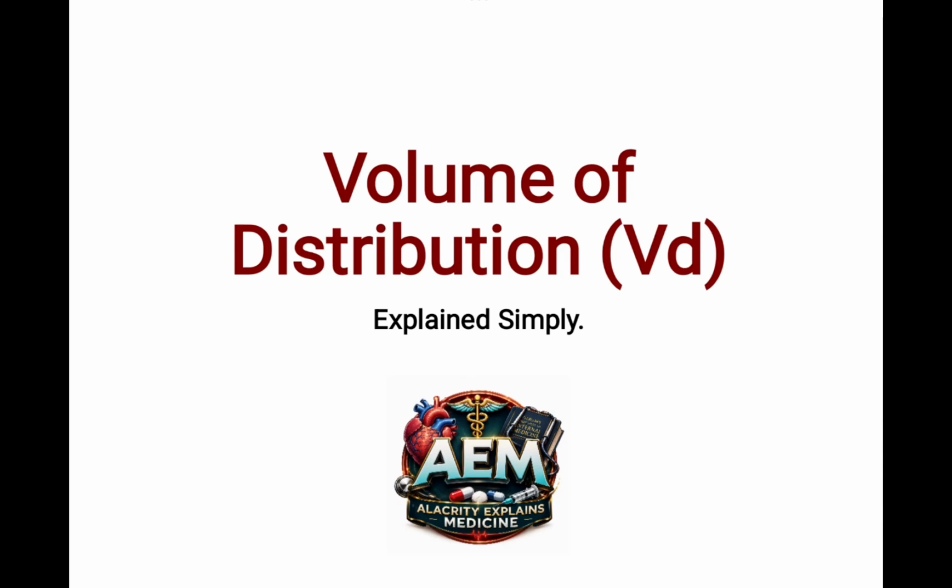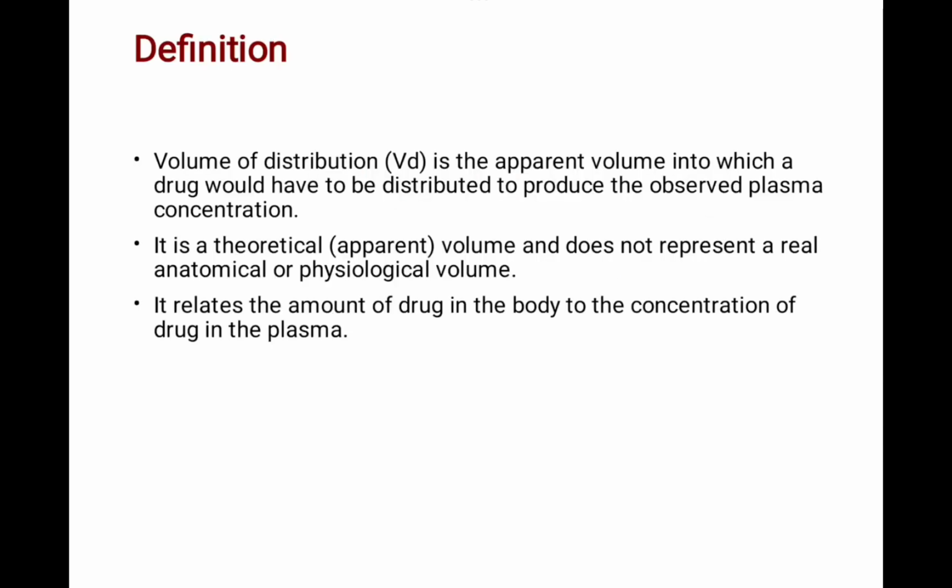In this video, we are going to talk about volume of distribution in pharmacology. Volume of distribution is defined as the apparent volume into which a drug would have to be distributed to produce the observed plasma concentration. It is a theoretical or apparent volume and does not represent a real anatomical or physiological volume. It relates the amount of drug in the body to the concentration of the drug in plasma.